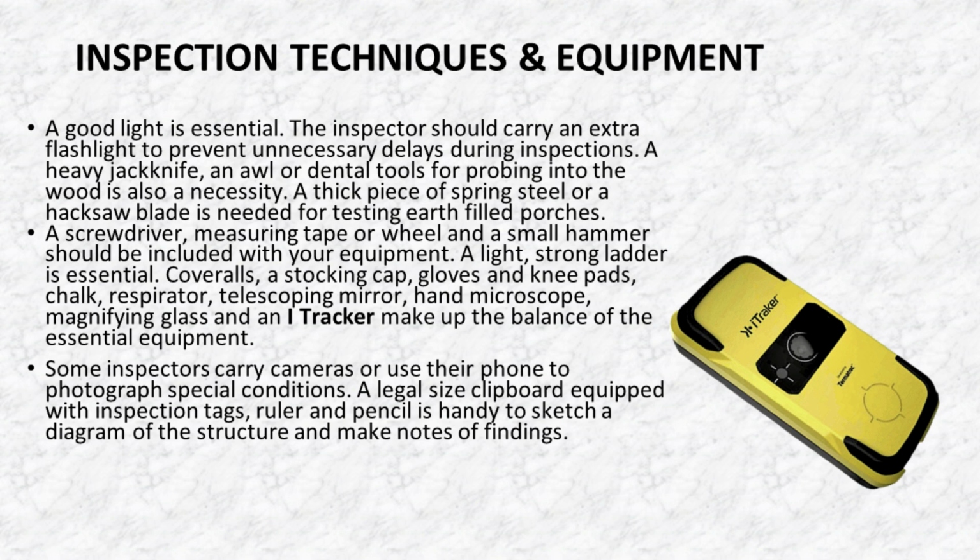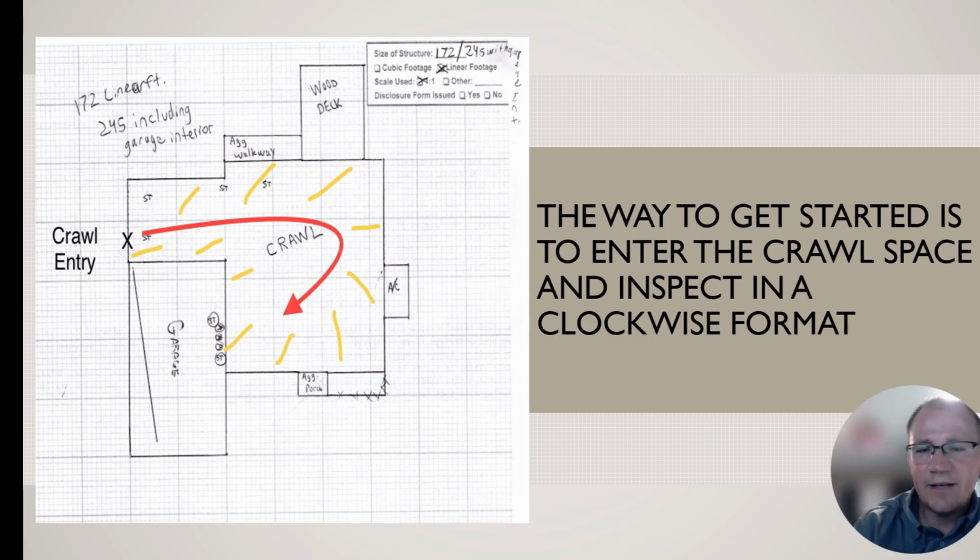A legal-sized clipboard equipped with inspection tags, ruler, and pencil is handy to sketch a diagram of the structure and make notes of findings. So the way to get started on the inspection is to enter the crawl space and inspect in a clockwise format. You can see the little diagram we've drawn here where you actually see the crawl entry door. You're going to go in, and you can see yellow marks on this diagram showing where you shine the flashlight to all the walls and take a look at everything. Always do it in a clockwise format to make sure you shine all walls.